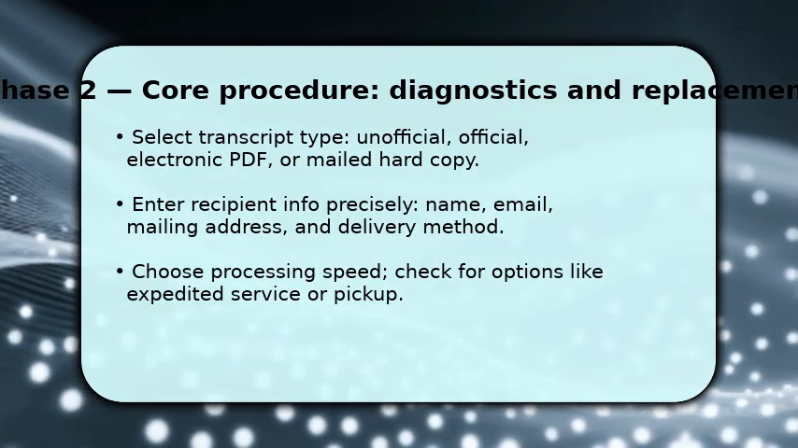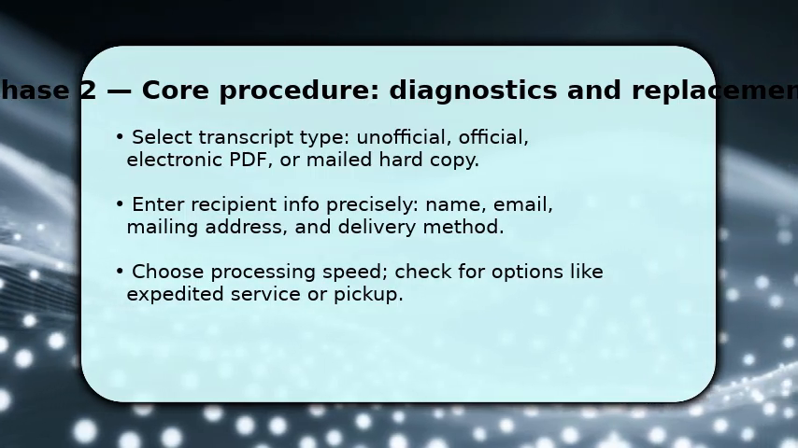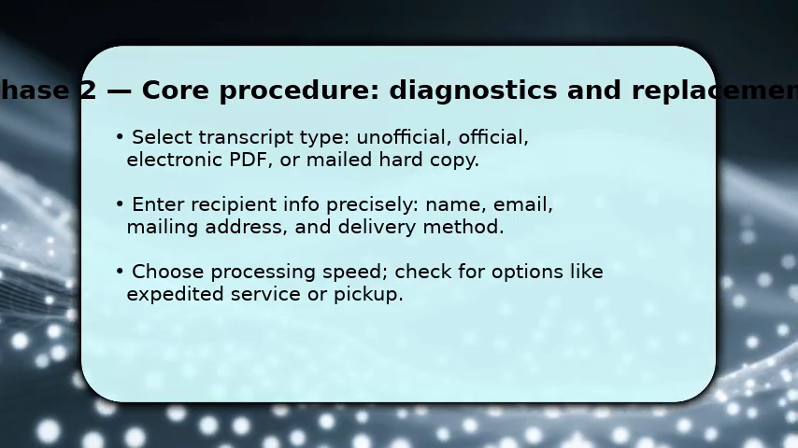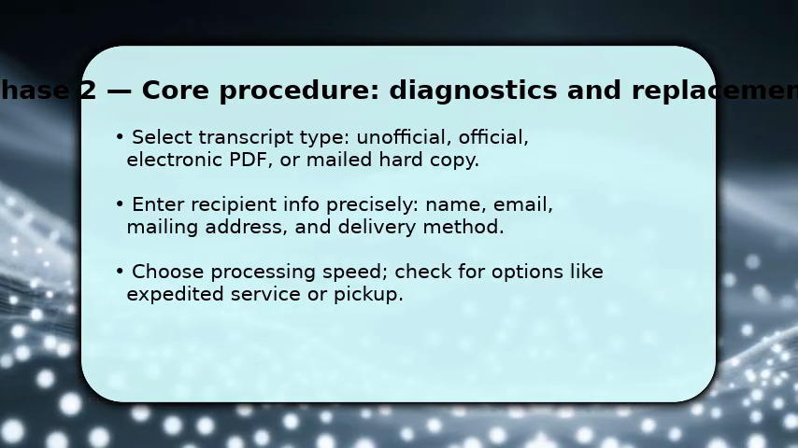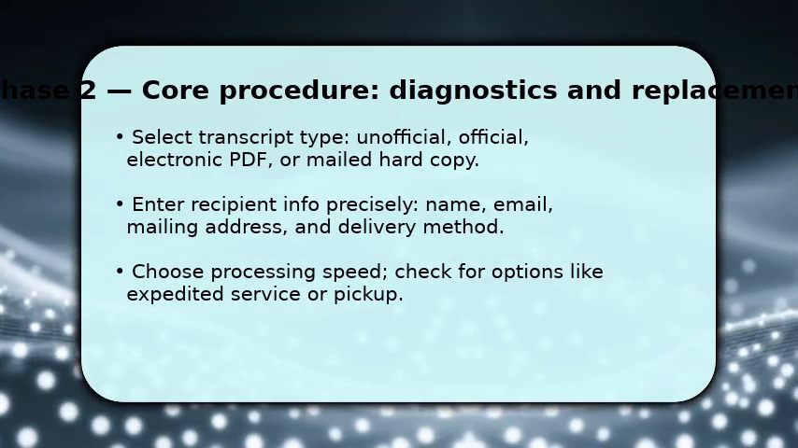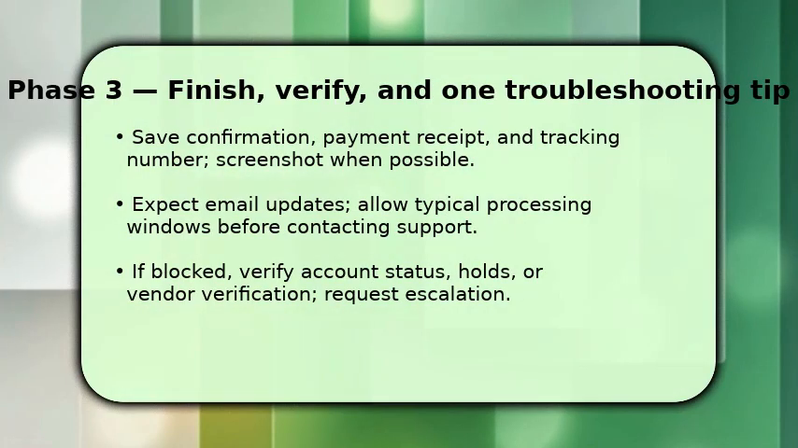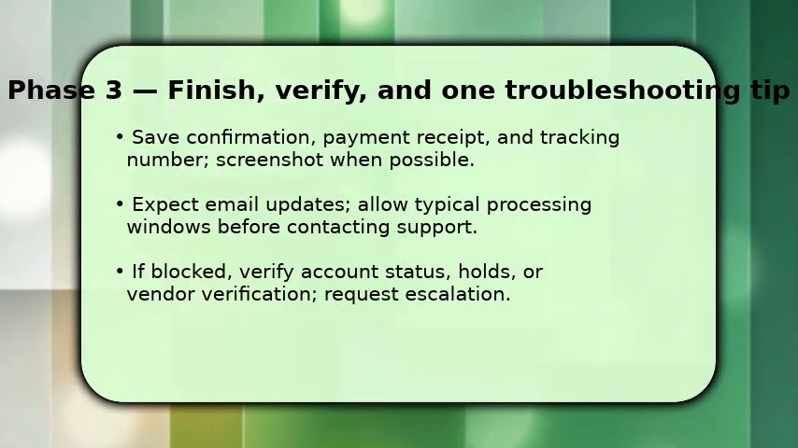Then pick the delivery method and any additional options, like secure PDF or courier. Make sure to select processing speed that matches your deadline, and if ID upload or signature authorization is required. You complete the process by saving the confirmation and payment receipt, screenshot the page, and email the records to yourself.